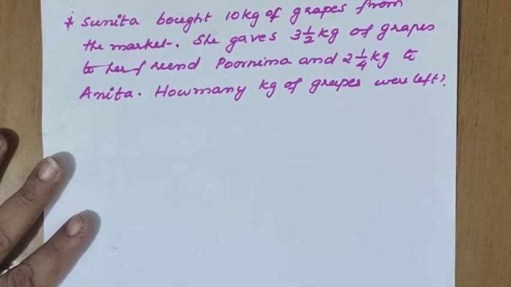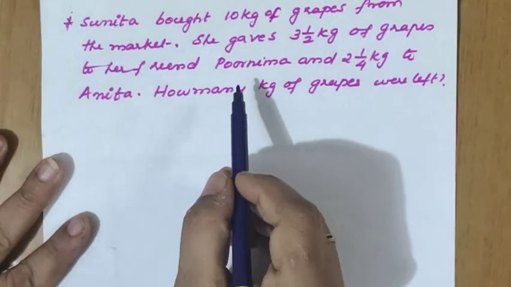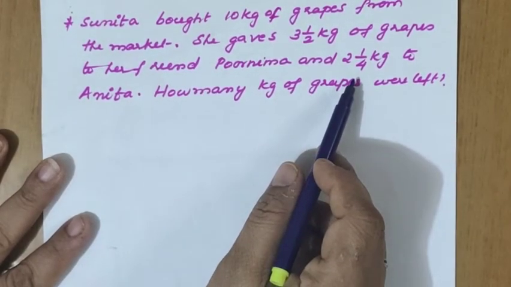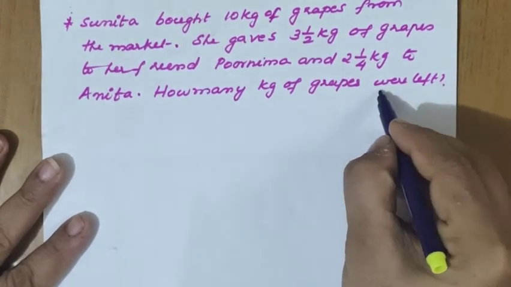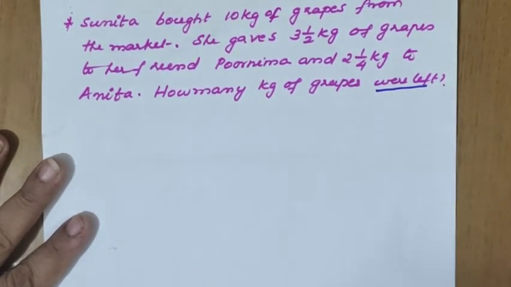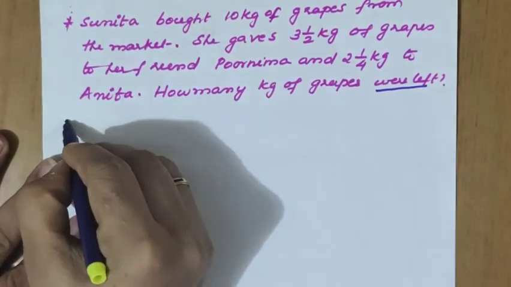Sunita bought 10 kg of the grapes from the market. She gives 3.5 kg to her friend Purnima and 2 integer 1/4 kg to Anita. How many kg of the grapes were left? Left is the question, so we have to do the subtraction naturally. So we can go for the steps now.